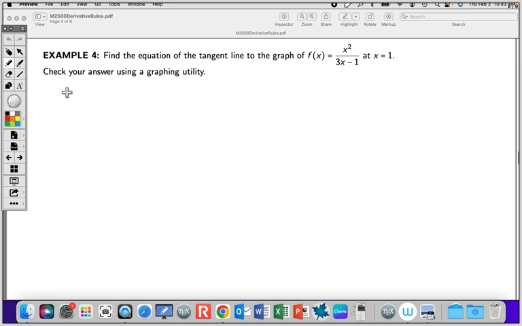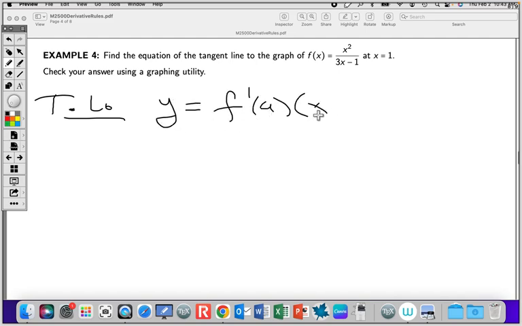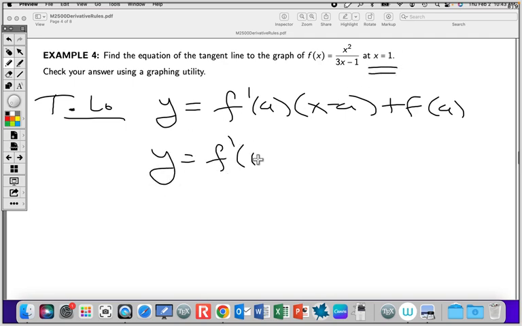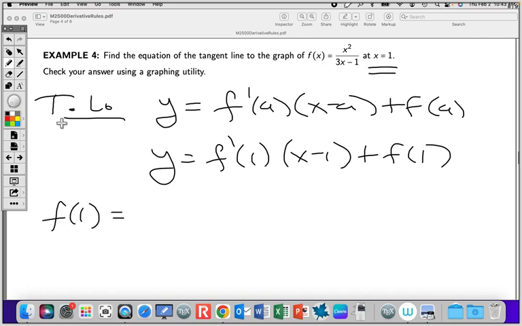Okay, so in order to write the equation of the tangent line, the formula is y equals f prime of a times x minus a plus f of a. In this particular example, the x value we're looking at is 1. So this would be f prime of 1 times x minus 1 plus f of 1. So f of 1 we can get right away. Everywhere I see an x, I'm going to substitute in x equals 1.